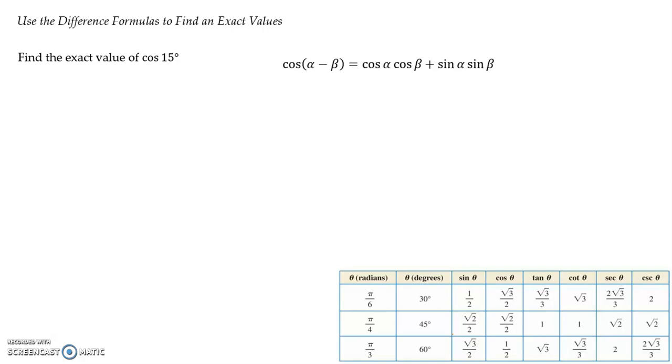Let's take a look at finding the exact value of cosine of 15 degrees. In these problems, we want to work with the values that we already know and already have exact values for, such as 30 degrees, 45 degrees, 60 degrees, etc. So let's take a look at rewriting the 15 degrees.